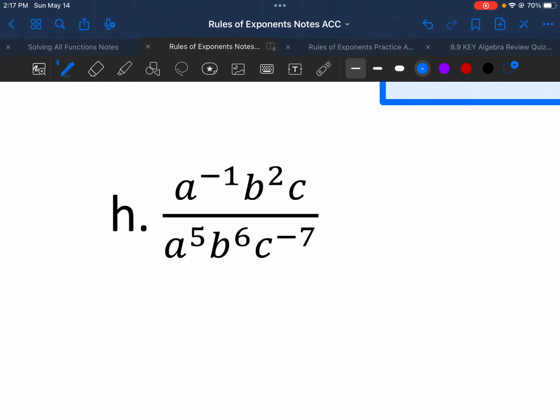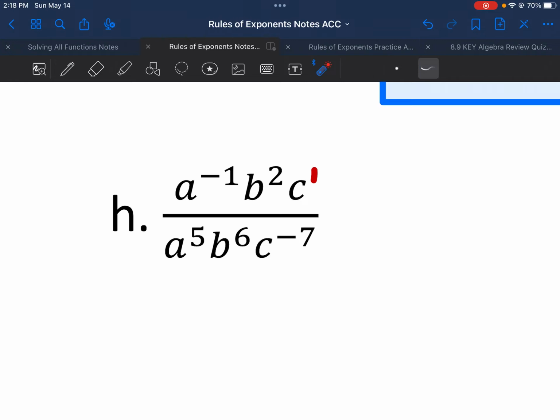All right, H. We have some quotient rule going on here. We have a to the negative first, b squared c, divided by a to the 5th, b to the 6th, c to the negative 7th. Again, that c is c to the first. You don't have to write it there, but I'm going to write it there just for visual sake.